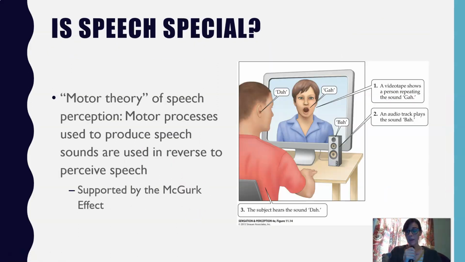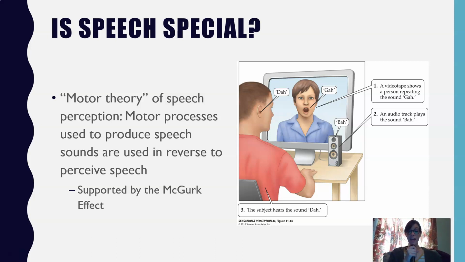So the question becomes, is speech really special? Is categorical perception what makes speech special? I would argue no. Categorical perception is technically a part of all perception, including visual perception. But other people have proposed that speech is a very, very special thing.